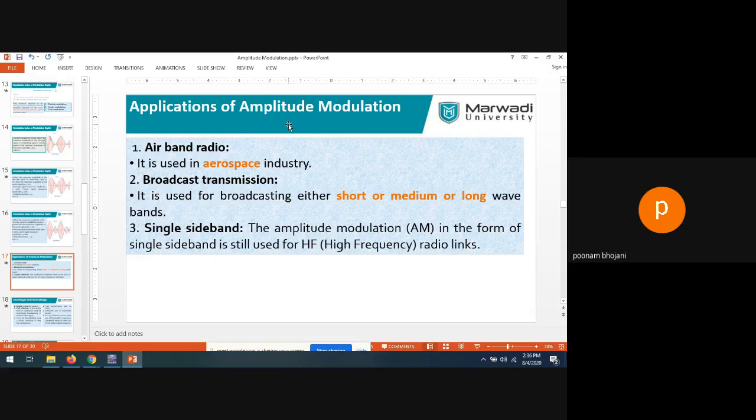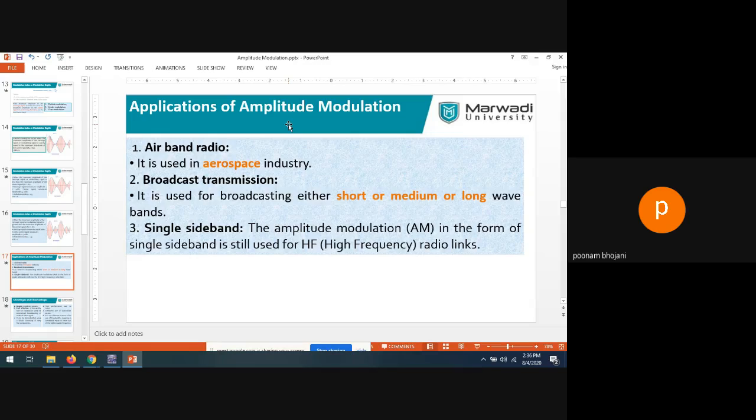Second is broadcast transmission. It is used for broadcasting on short, medium, or long wave bands. Short, medium, or long are nothing but the wavelength. If the wavelength value is small, that is known as the short wave band. If the wavelength is medium, it is known as medium wave, or long wave band. So if you are transmitting signals of different wavelengths in broadcasting, you can use these amplitude modulation techniques.